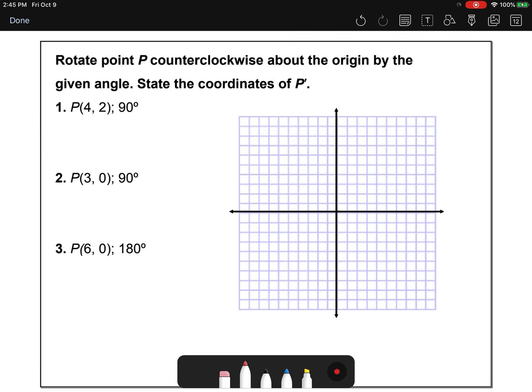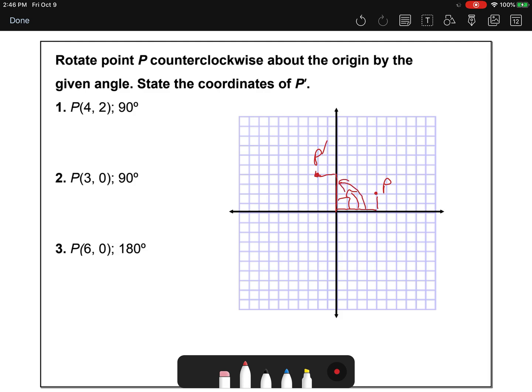The last part is rotations. 4, 2 is located right there. There's P. We're going to rotate that 90 degrees. Okay? So, let's see, I like what's called the hook method. So we're going to go right 4, up 2. So then to go 90, instead of right 4 up 2, we're going to go up 4, left 2. We're going to go counterclockwise that way. That's 90 degrees. So there's P prime.